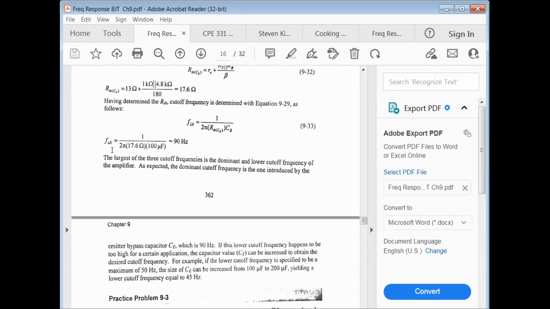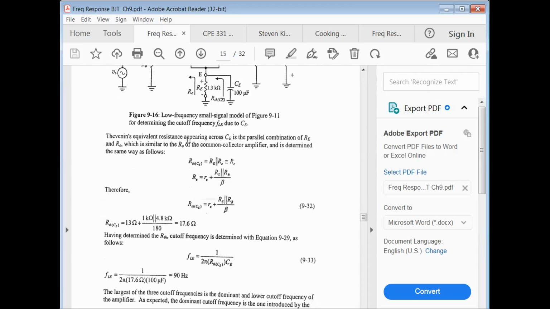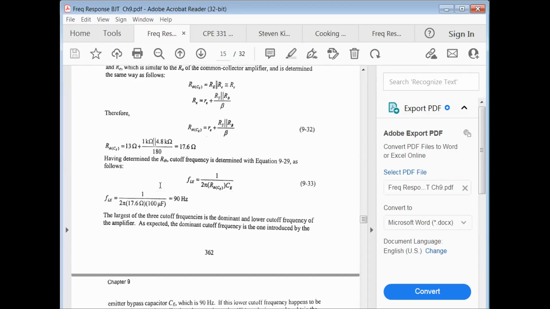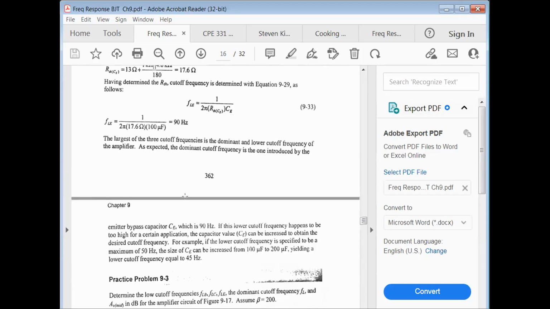So the pole due to the capacitor on your emitter occurs at 90 hertz. From high frequency to low frequency, this pole occurs first. That makes this the dominant pole. So the dominant pole on the low end is the one that occurs the highest in frequency.